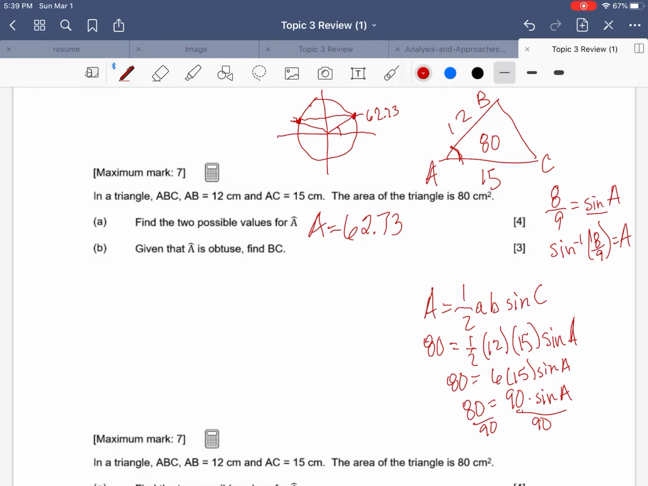But we also have another angle over here, which if we were to increase it, we have this angle over here, which is, using the reference angle of 180, we can find it. So we say 180 minus 62.73. Put that in your calculator to get the other angle. And you get 117.27 degrees.